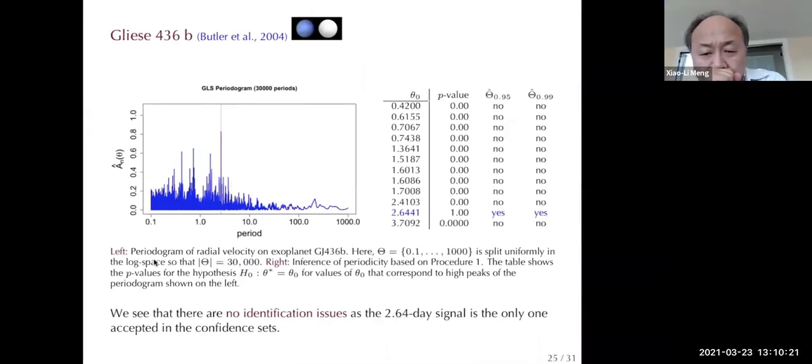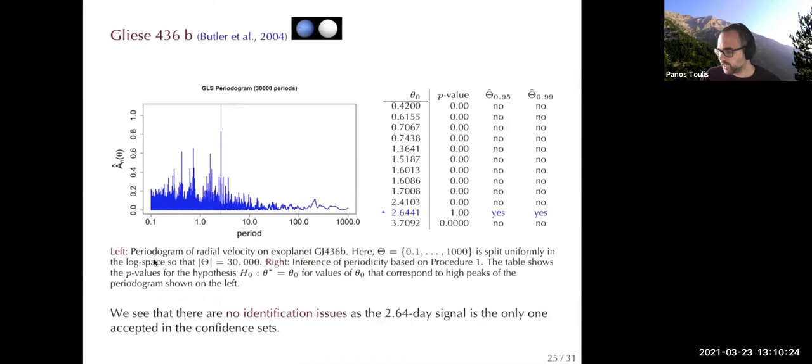Okay. Here's another example, Gliese 436b. That's also a confirmed exoplanet. Same deal here. Even though I have a periodogram that has a little more noise, a little less power, we're able to sharply identify that signal as well, at 2.64 days. No identification issues here. We have a clean identification.